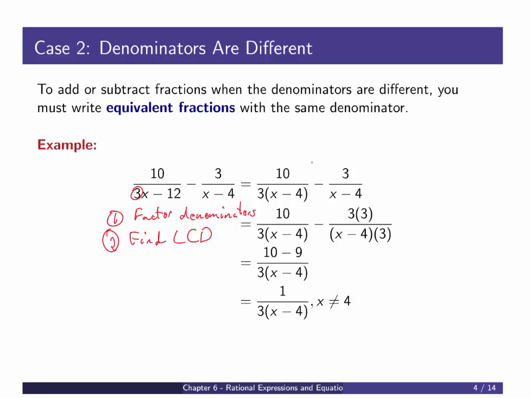So if you take a look at this fraction right here, 3x minus 4, and then you want to subtract 3 over x minus 4. Here, the lowest common denominator would be 3x minus 4. All you have to do is multiply this term right here by 3 over 3, and now you have 3x minus 4 as a denominator for both of them. Then you can add the numerators and simplify.